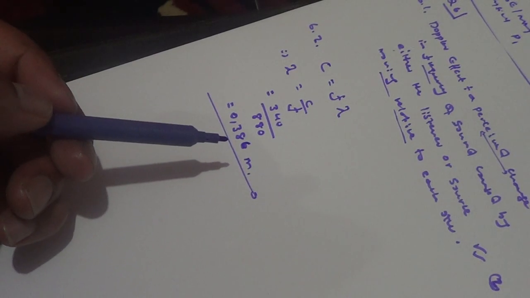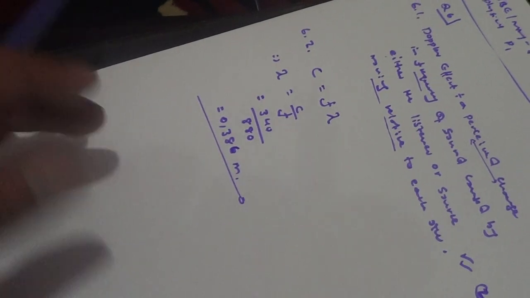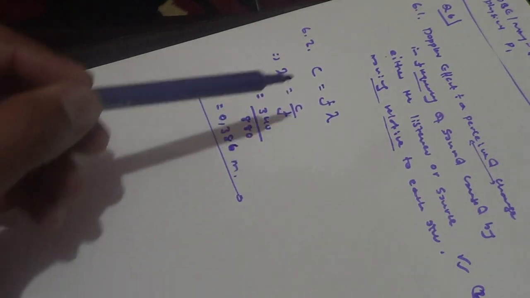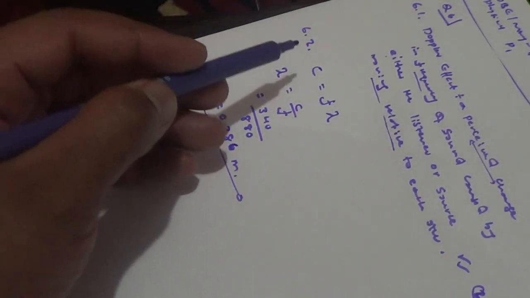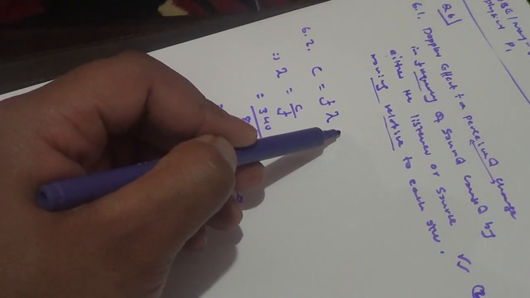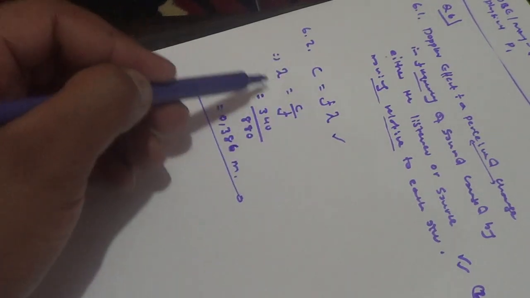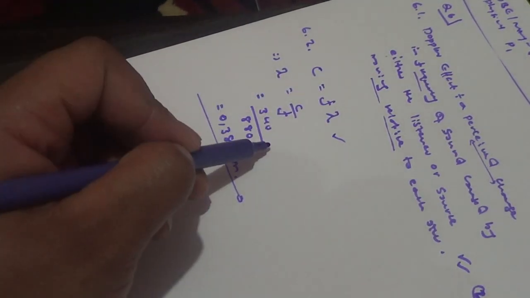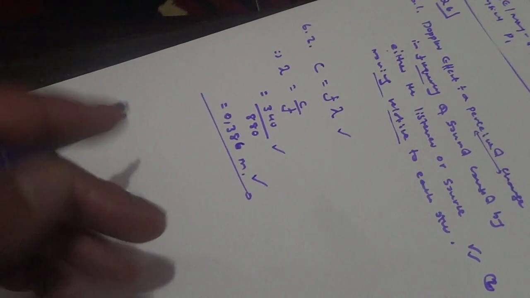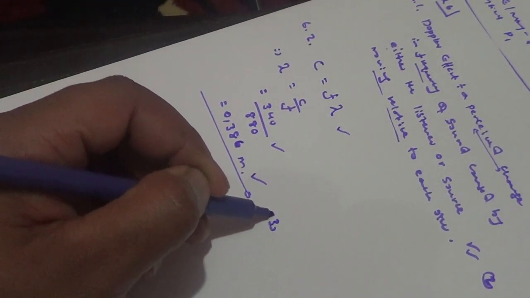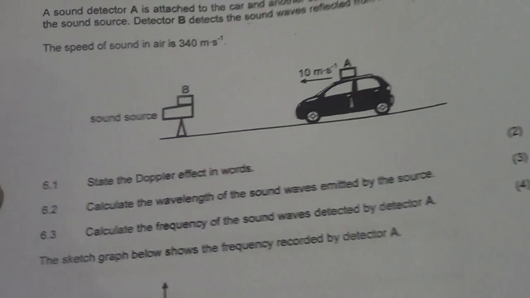Easy stuff. They asked a very simplistic grade 10 question, so to speak. I mean, this is grade 10 work, to be honest. Making lambda the subject of the formula is not that impressive, but correct substitution and the answer gives us the 3 marks that they are offering.